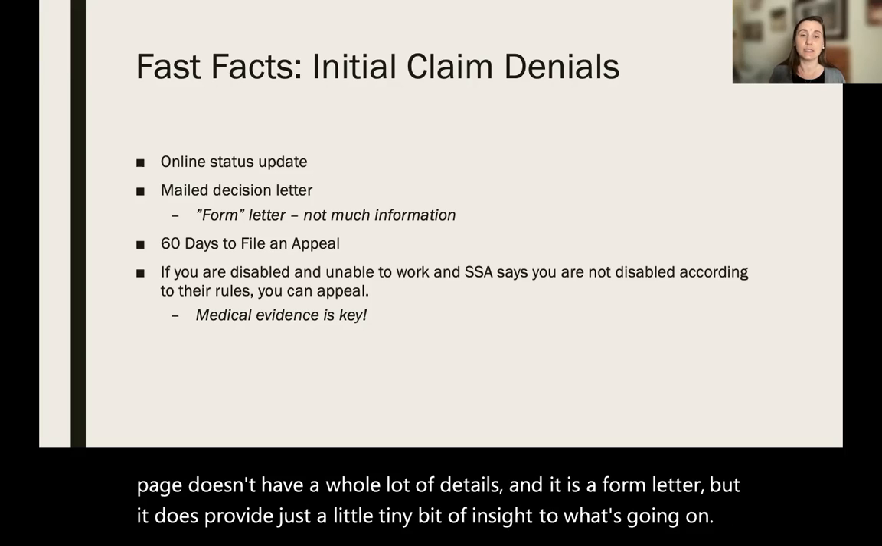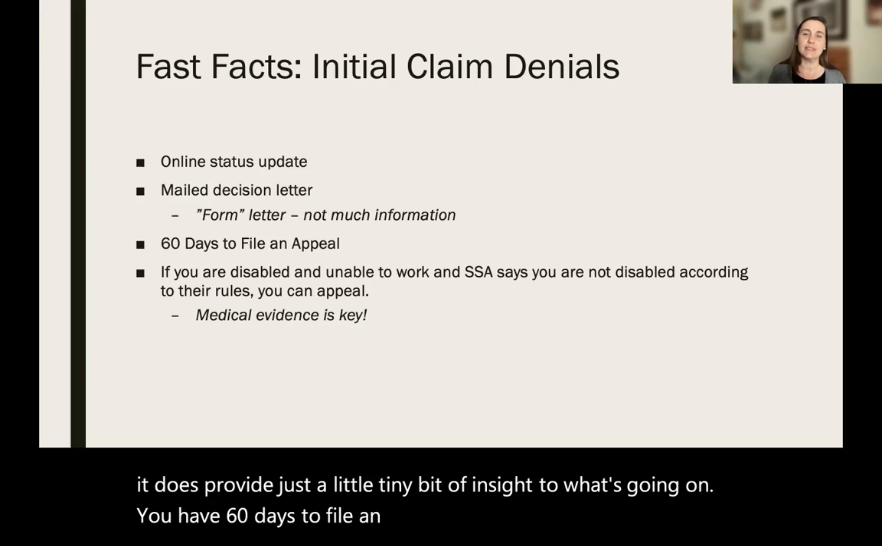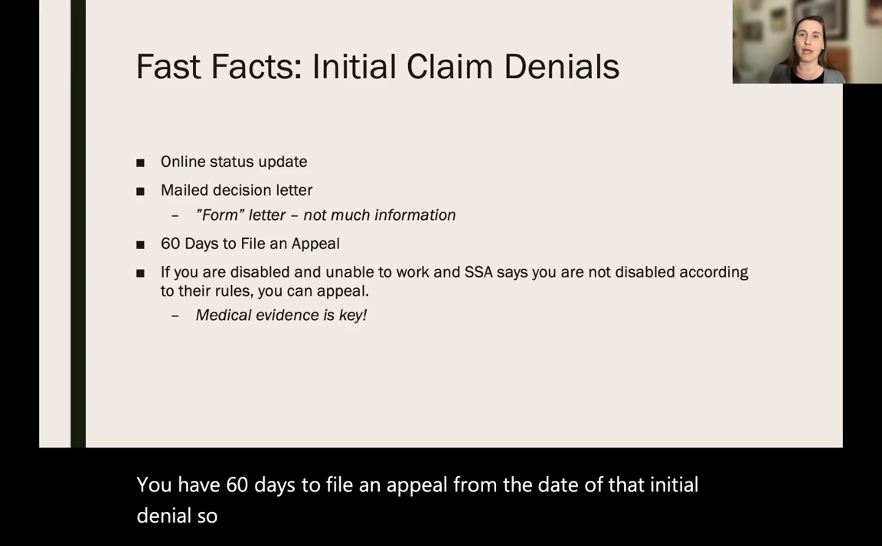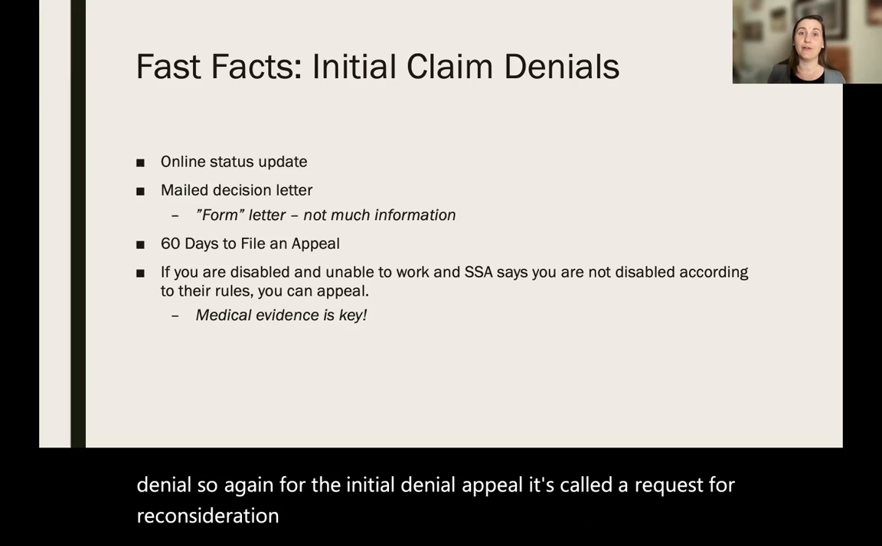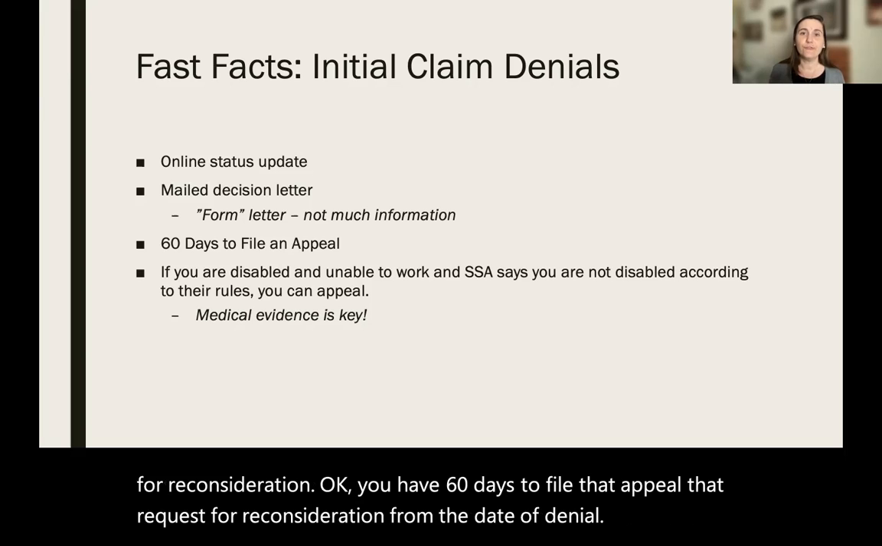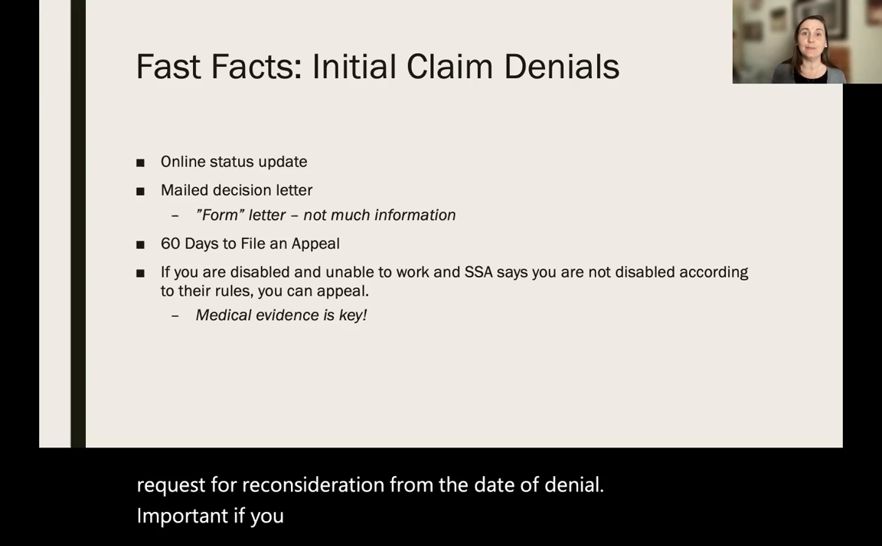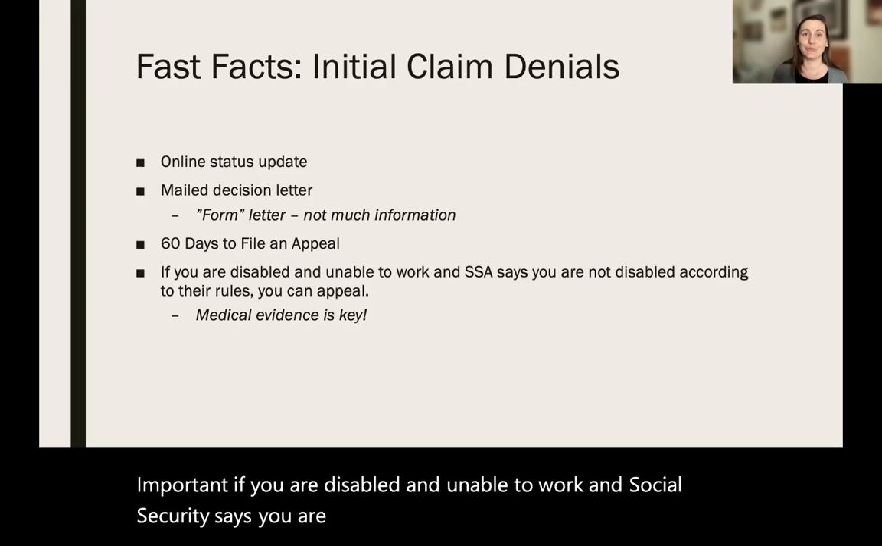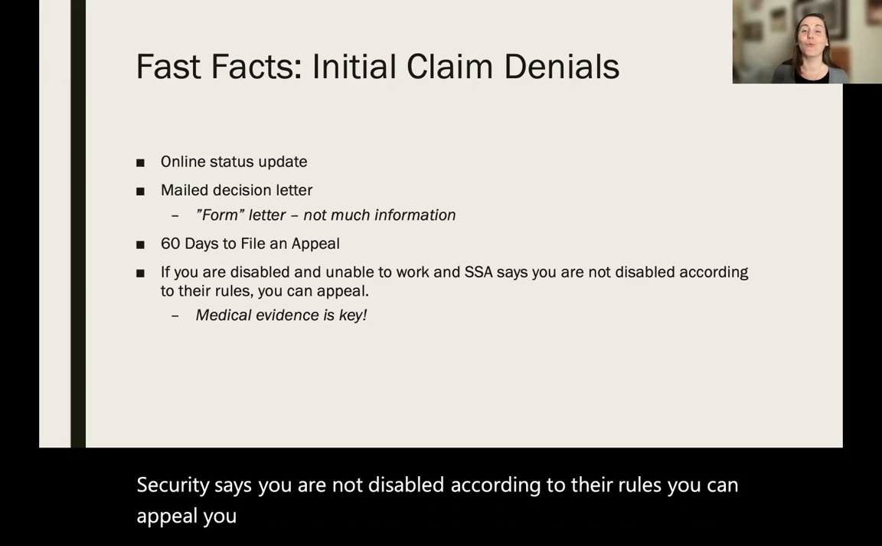You have 60 days to file an appeal from the date of that initial denial. So again, for the initial denial appeal, it's called a request for reconsideration. Okay, you have 60 days to file that appeal, that request for reconsideration, from the date of denial. Important. If you are disabled and unable to work, and Social Security says you are not disabled according to their rules, you can appeal. You don't have to take their word for it.